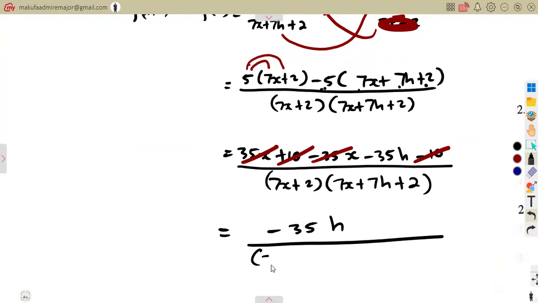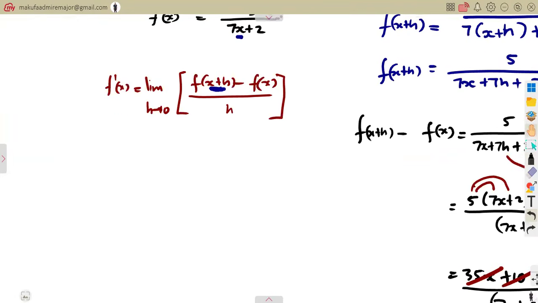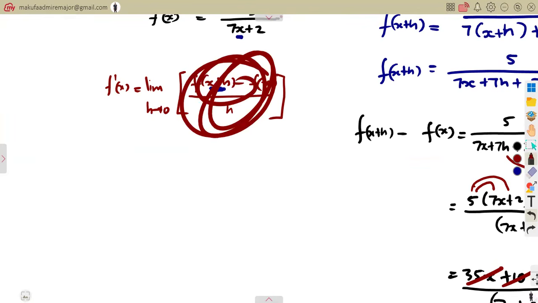Everything over 7x plus 2 into 7x plus 7h plus 2. So this is what you're having as f of x plus h minus f of x. Now let's conclude. What do we need here? We need this whole thing divided by h.